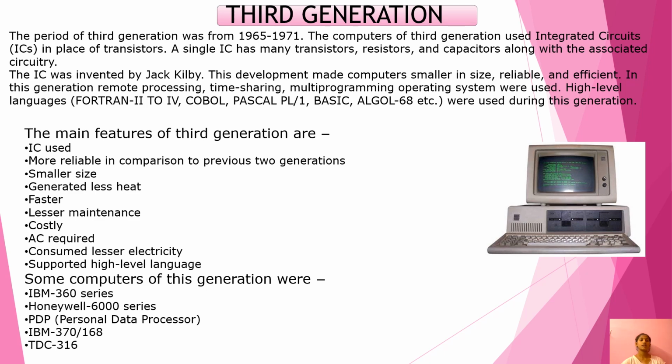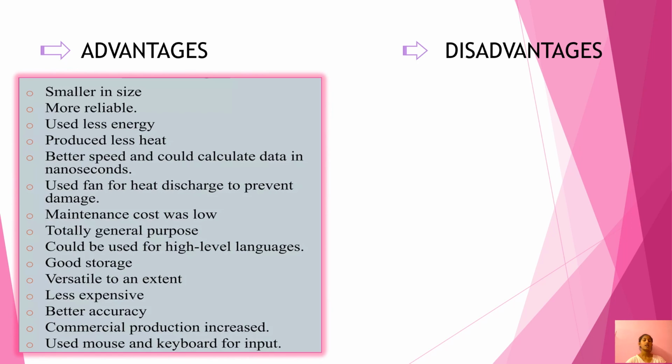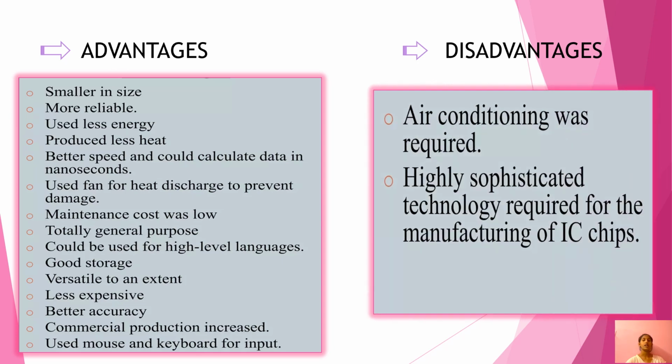Let's go to advantages and disadvantages of third generation. Let's go to advantages. Smaller in size, used less energy, produced less heat, maintenance cost was low, could be used for high-level languages, good storage, less expensive, better accuracy, and commercial production increased. Let's go to disadvantages. Air conditioning was required, and highly sophisticated technology was required for the manufacturing of IC chips.